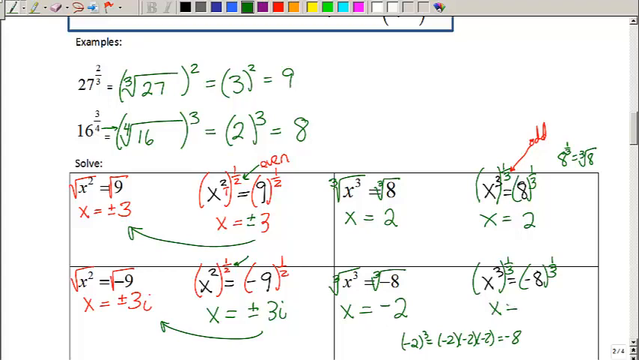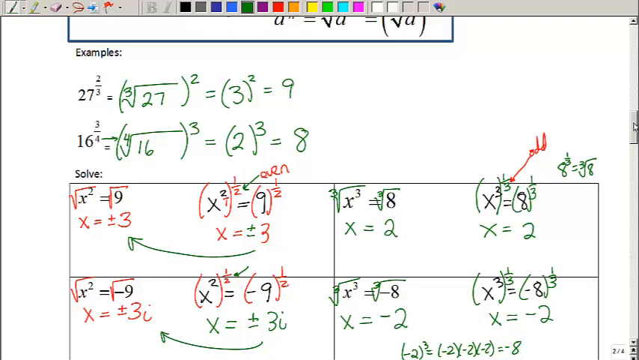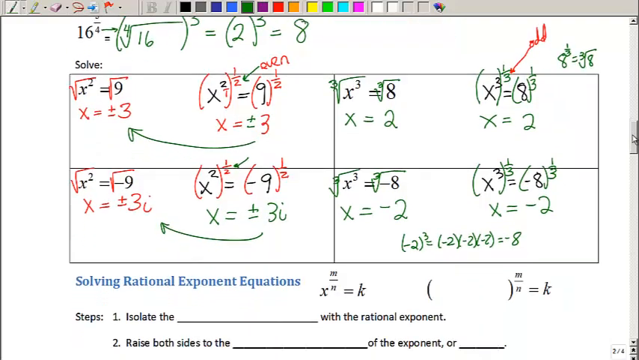And that leaves me with x equals, again, -2. I don't have to put plus or minus, I'm just taking the -8 to the 1/3, which is equal to -2. So that was just a little introduction so that we could solve rational exponent equations.